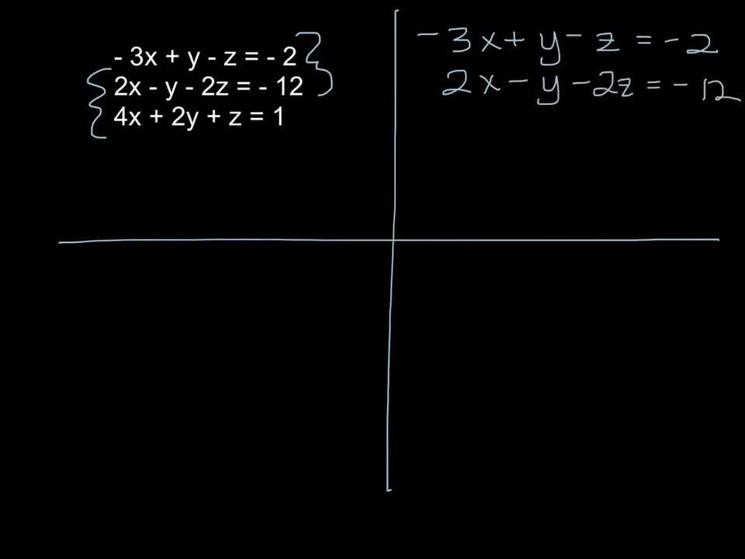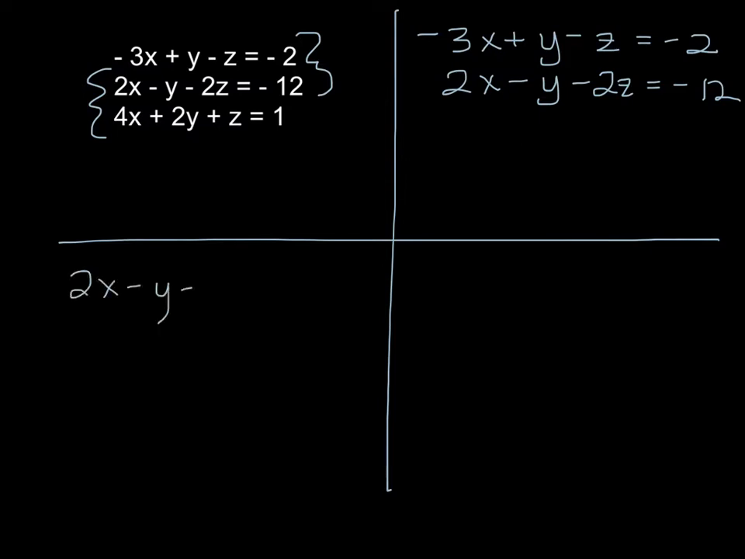Now at this point I always double check to make sure that I'm not making a transcription error. So I've got negative 3x, positive y, negative z, and negative 2. And then check the second one, 2x, negative y, negative 2z, negative 12. If you drop a negative sign or forget a positive sign or a number, your whole problem will be messed up. So it's important that you double check for transcription errors.